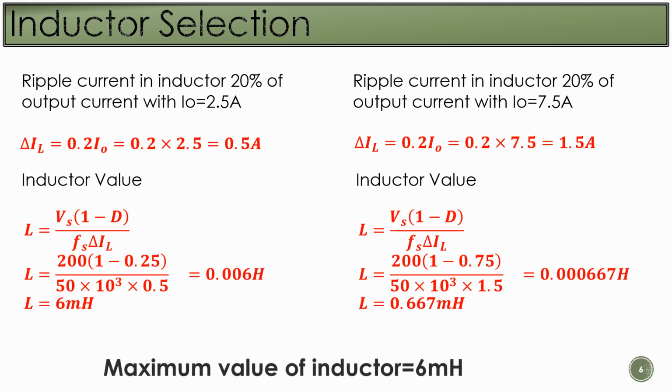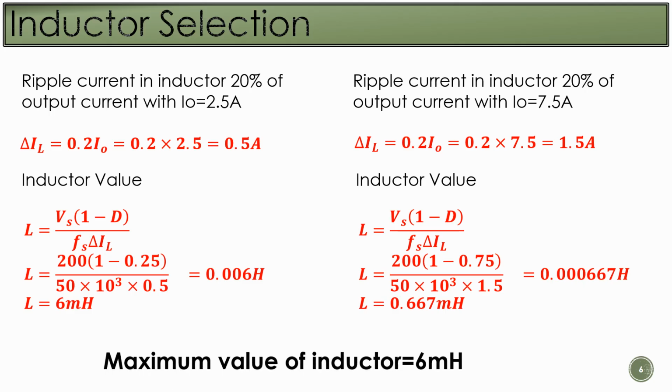So if we observe here, the maximum value of the inductor is 6 millihenry. So the maximum value of inductor we have to choose, because for minimum current, the current should not reduce to zero. The current should be continuous in nature, so the value of the inductor should be on the higher side. So the inductor value we will choose here is 6 millihenry.